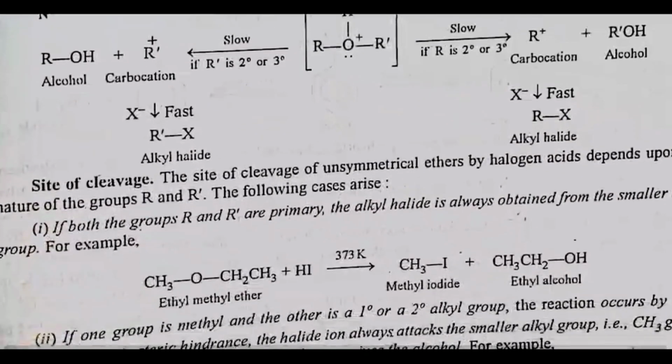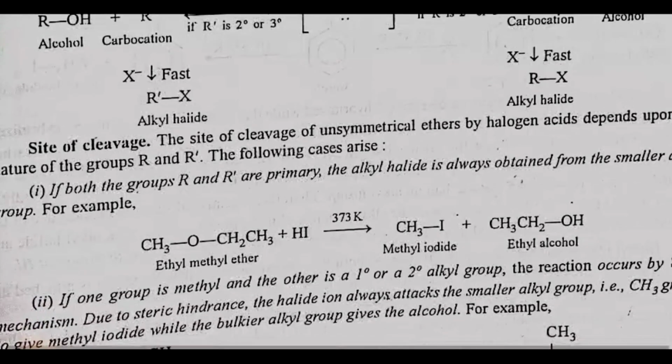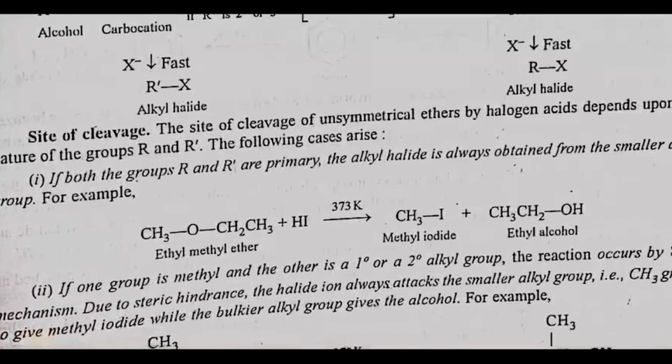Site of cleavage. The site of cleavage of unsymmetrical ethers by halogen acid depends upon the nature of the groups R and R'. The following cases arise. First, if both of the groups R and R' are primary, the alkyl halide is always obtained from the smaller alkyl group. For example, ethyl methyl ether at 373 K gives methyl iodide plus ethyl alcohol.